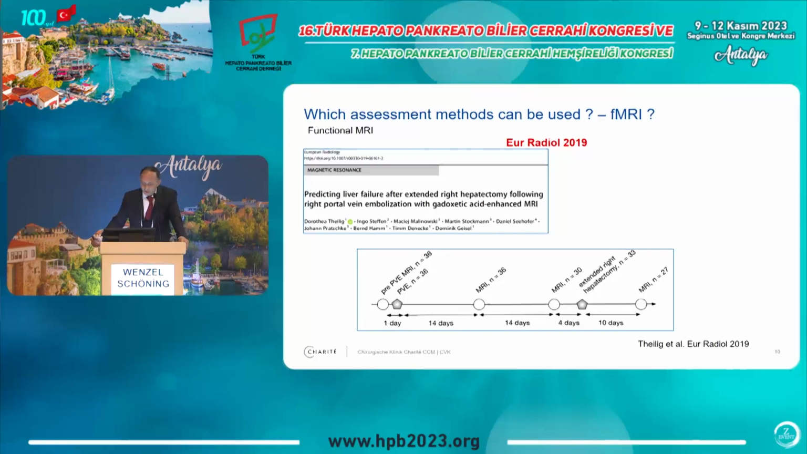And the study design was they did a pre-PVE MRI, 36 patients, then the PVE was performed. After 14 days, another MRI. After 30 days, another MRI, also for control of hypertrophy. Then the extended right hepatectomy was performed, here in 33 patients. And then 10 days after the operation, another MRI.